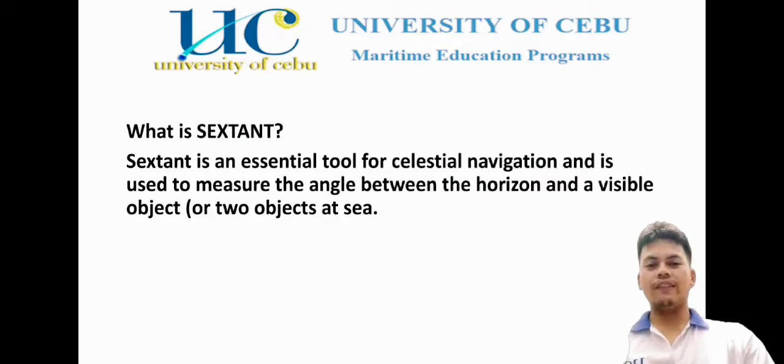First things first, what is a sextant? The sextant is an essential tool for celestial navigation, and it is used to measure the angle between the horizon and an invisible or visible object, or two or more objects at sea. The sextant was also designed to find the longitude by measuring the angular distance between the moon and a nearby star. It was also used on land and to find the latitude at sea. A sextant is similar to an octant, but it is more powerful and more precise.